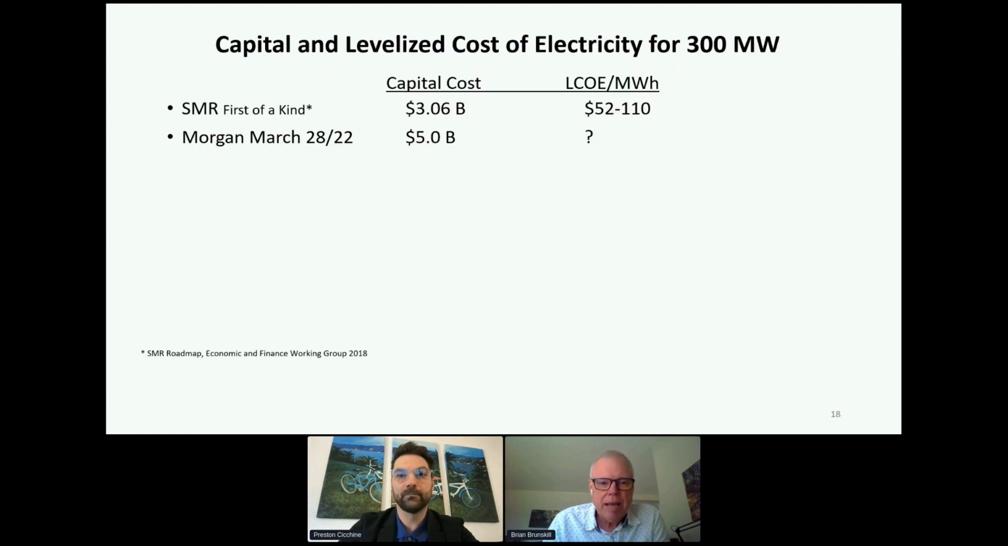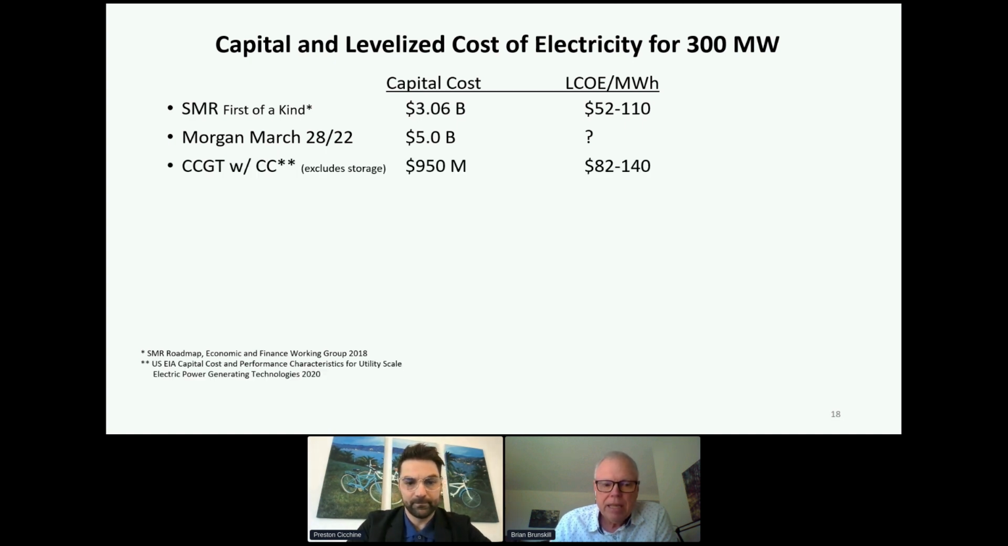I've tried to summarize capital and levelized cost of electricity for a sample 300 megawatt facility, based on research from the SMR Roadmap, Economic and Finance Working Group of 2018. SMRs, first of a kind, average capital cost from that document would indicate about $3 billion, with a levelized cost of generation at $52 to $110 per megawatt hour. In March of last year, Minister Morgan announced that capital cost would likely be closer to $5 billion. I don't believe it's been provided what that levelized cost estimate would be. I may be wrong on that.